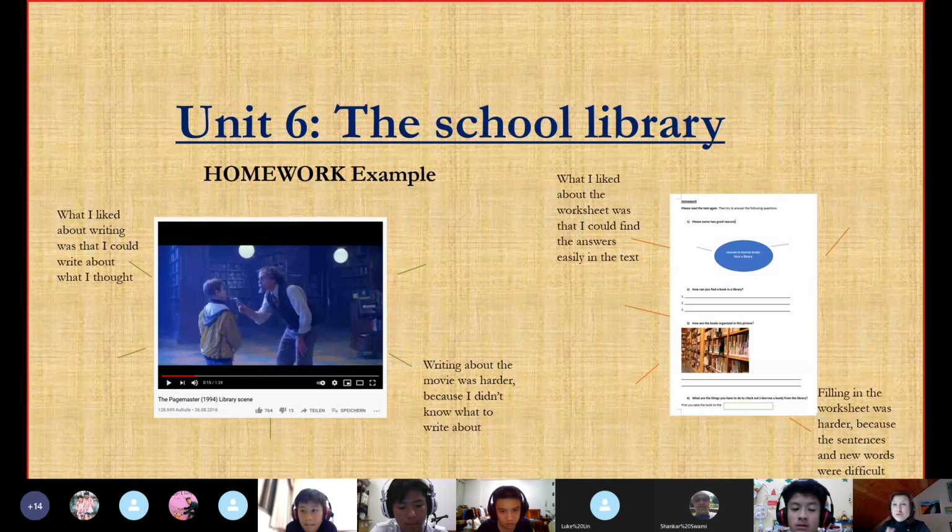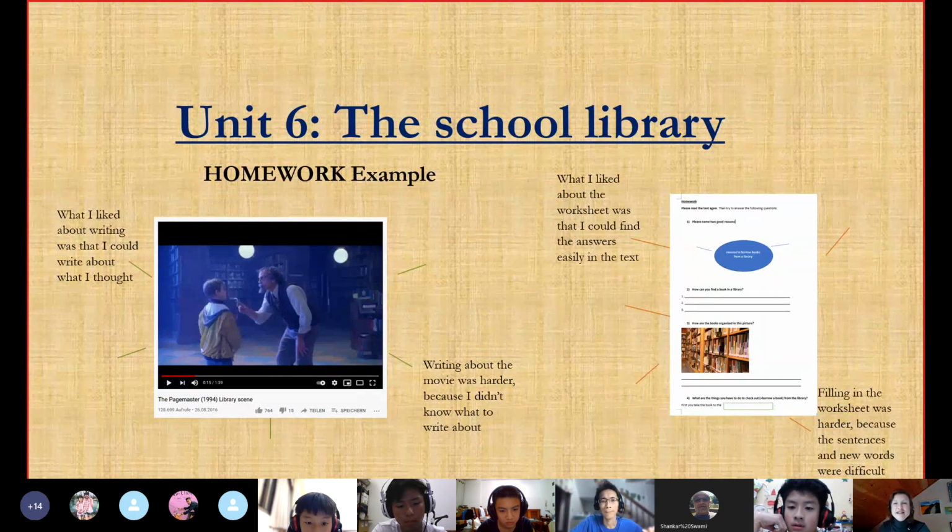Okay, so this is really only about how you felt. This is only about your opinion, what was easier, what was more difficult, and why. There is no wrong and there is no right. It's really only for you to think about which one you like better and which one was easier. I would like you to tell me next week, or you can also send it to me, because next week we will start a new topic.